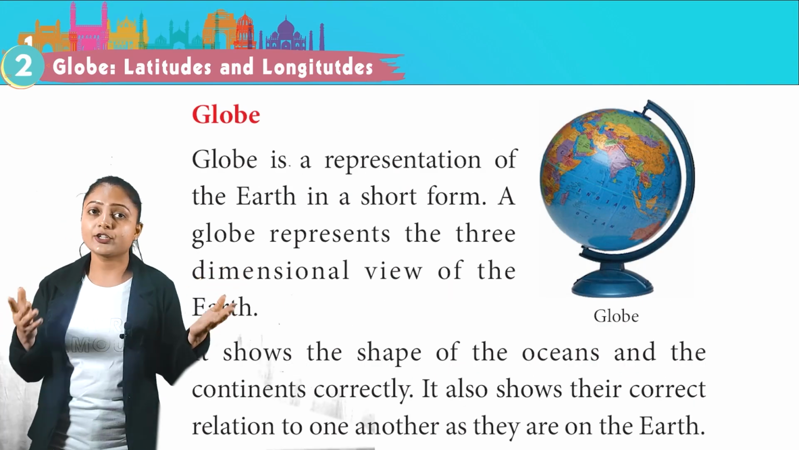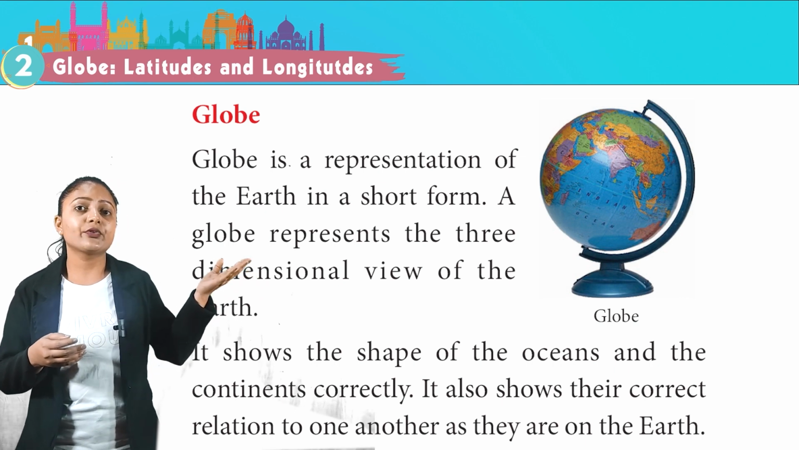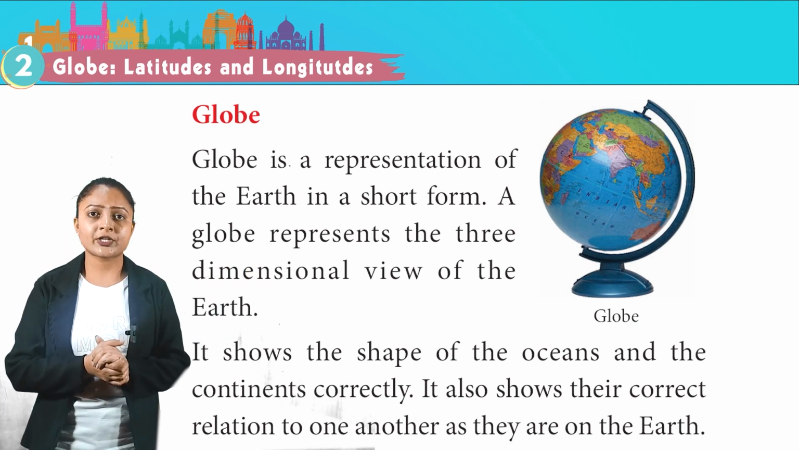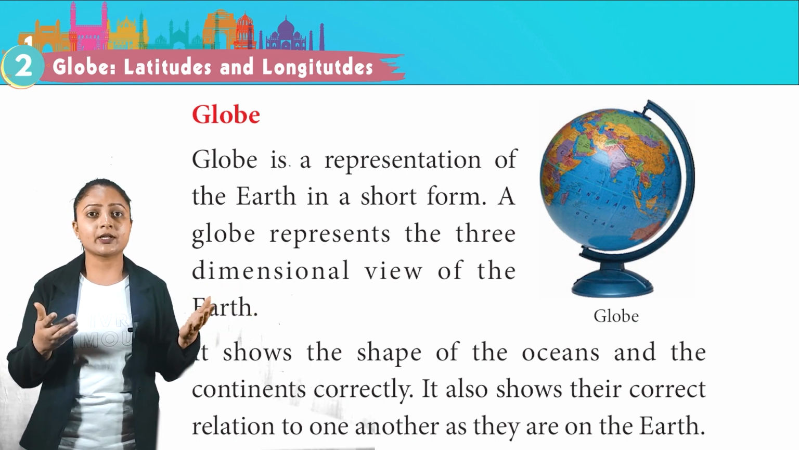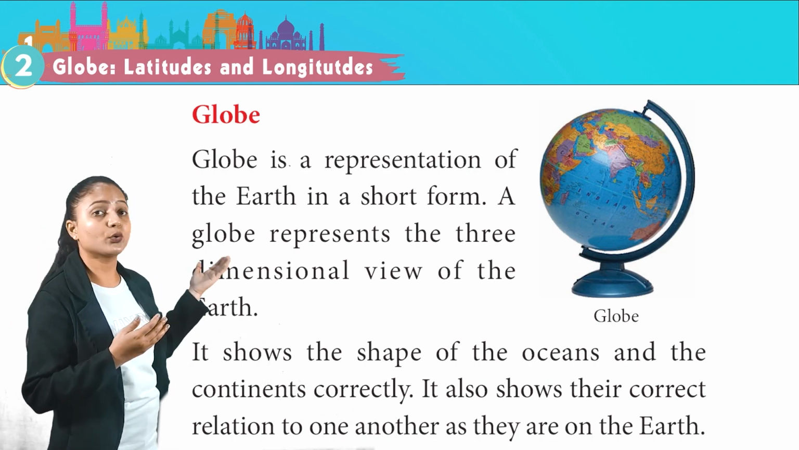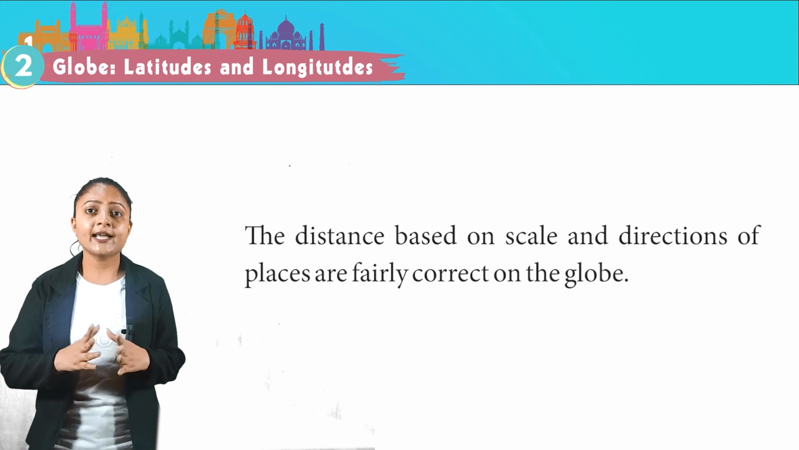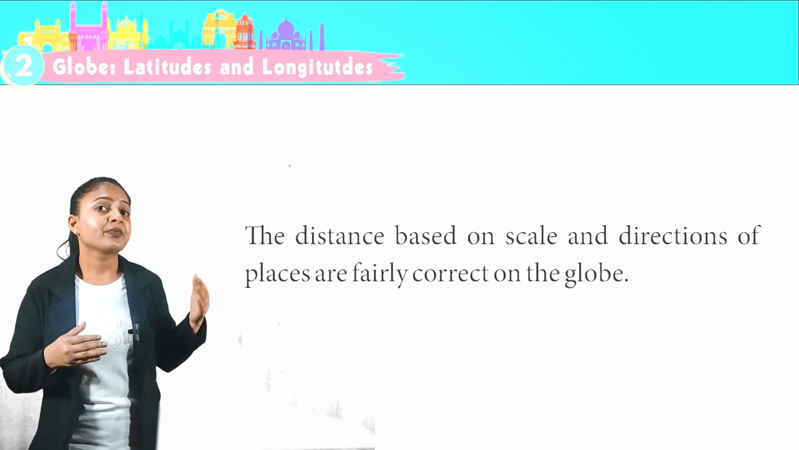A globe is a representation of the Earth in a short form. A globe represents the three-dimensional view of the Earth. It shows the shape of the oceans and continents correctly. It also shows their correct relation to one another as they are on the Earth. This is an image of a globe. The distance based on scale and directions of places are fairly correct on the globe.